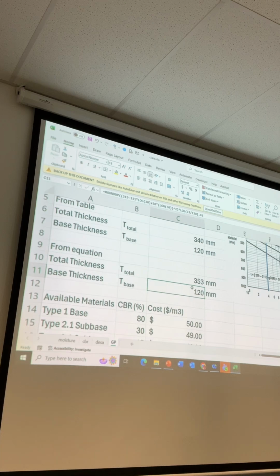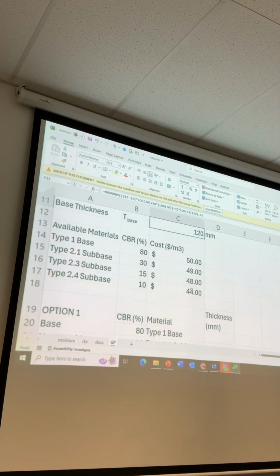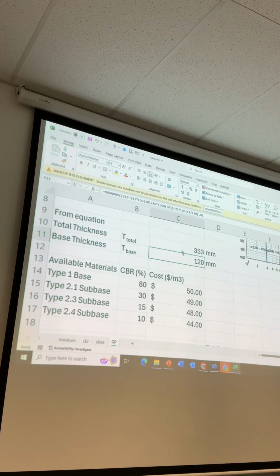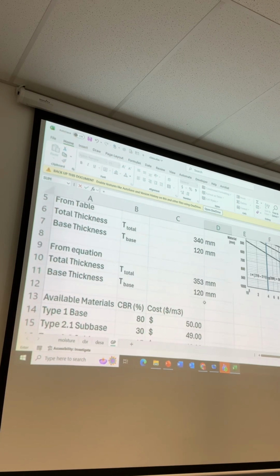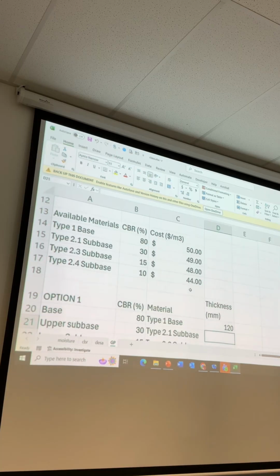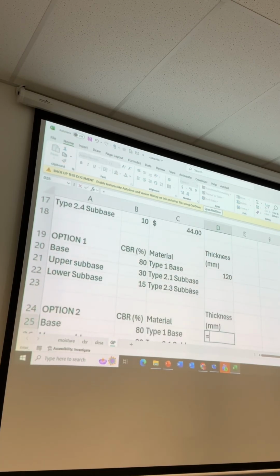In your project, you will need to use the limit. In this scenario, do we use the equation or the table? Let's use the equation, which is more precise. So, base thickness is going to be 120. That will not change, right? In both scenarios.